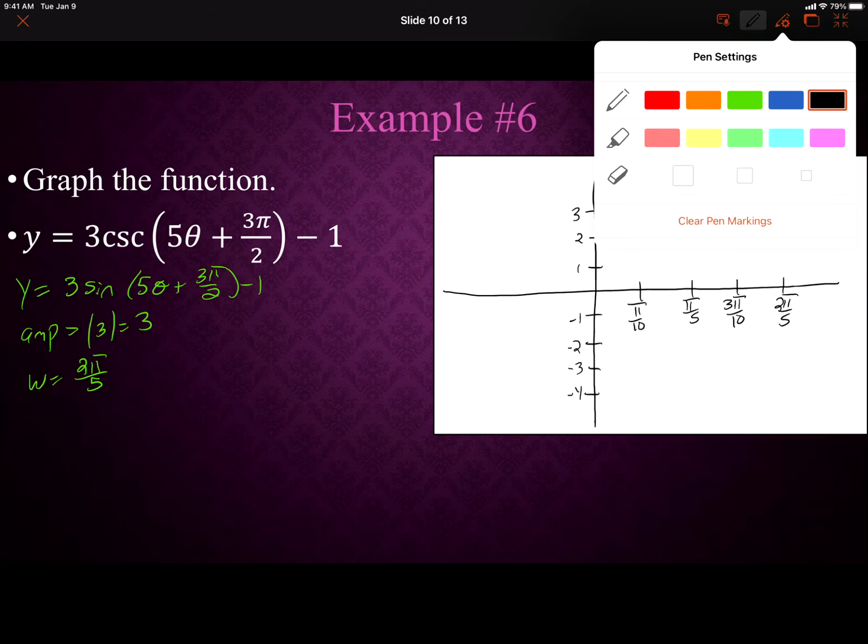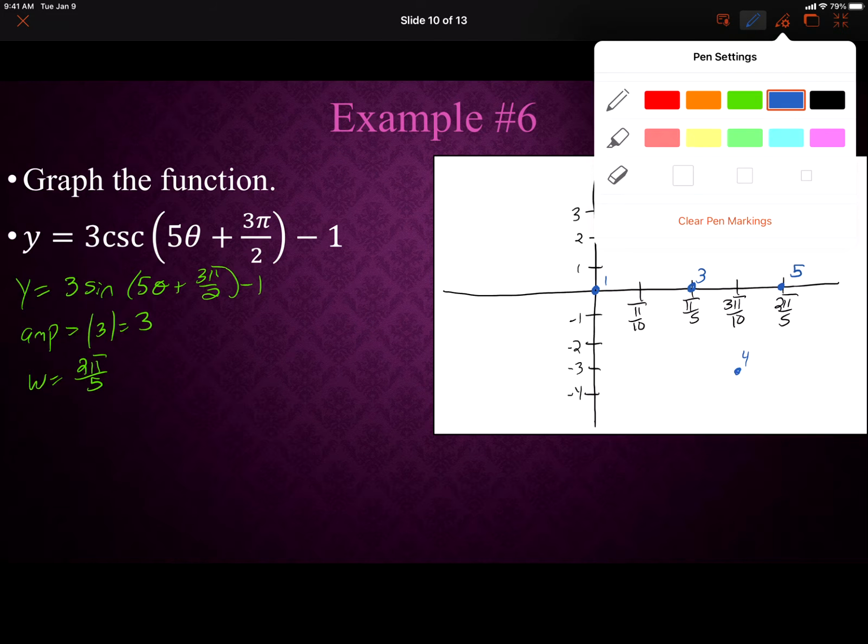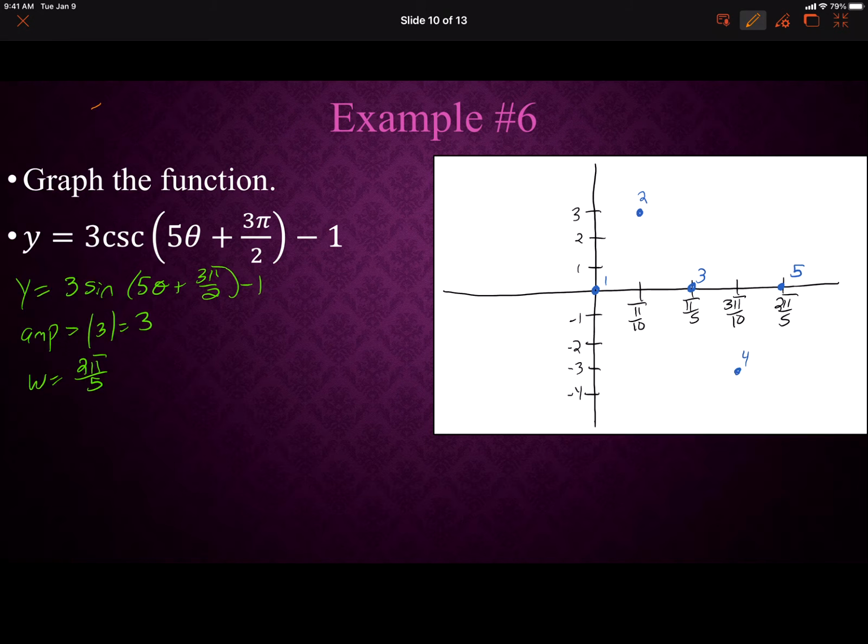So the original points would start at 0. Because a is a positive 3, then go up to 3. Back to 0. Down to -3. Back to 0. As for the new points, they're now based off the shifting, so we're factoring. Taking 5 away from 3 pi over 2, you're doing 3 pi over 2 divided by 5, which in fractions means multiply by the reciprocal, 1/5, which is 3 pi over 10.